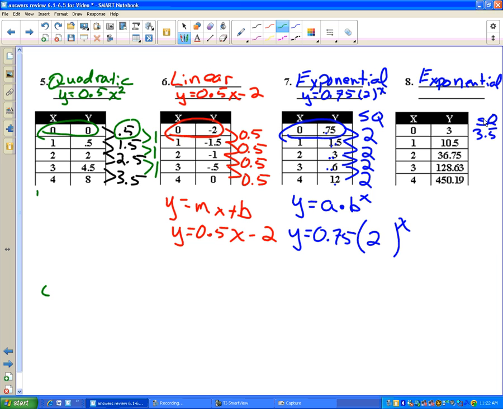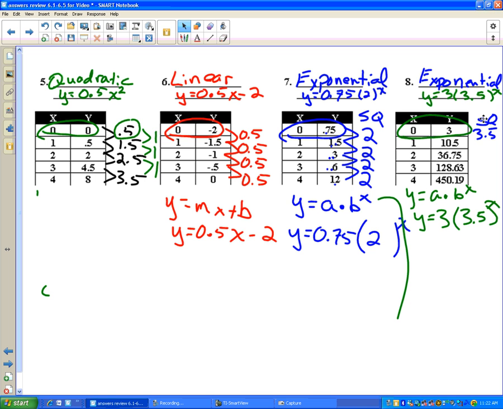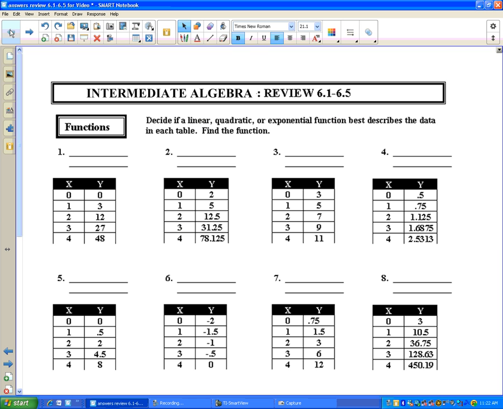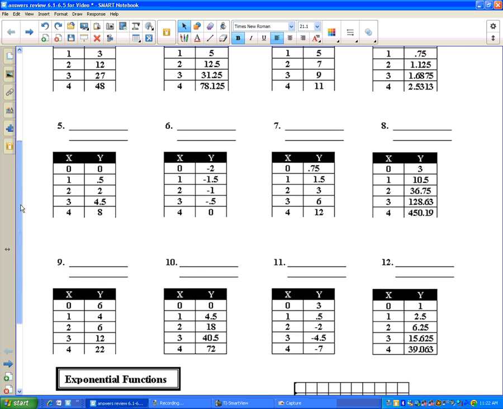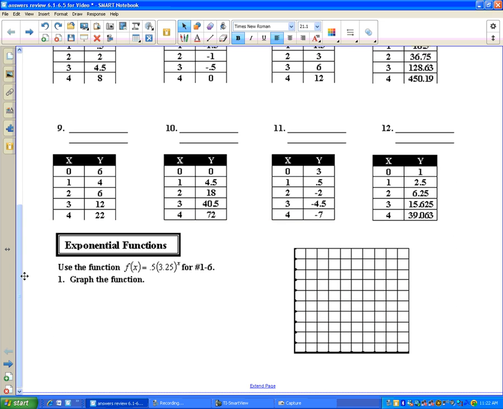So that tells me that y is equal to a times b to the x. A is y when x is 0, so y is 3. My successive quotient is 3.5, or my common multiplier is 3.5. So y is equal to 3 times 3.5 to the x power. All right, so that's 1 through 8. Now we have 9 through 12.